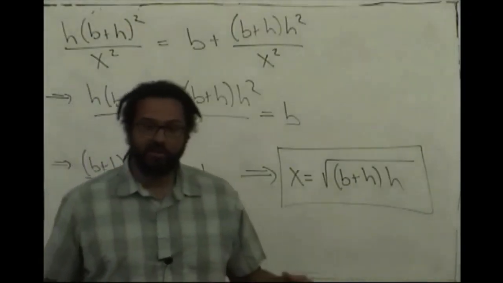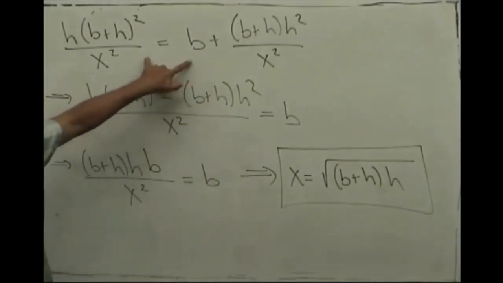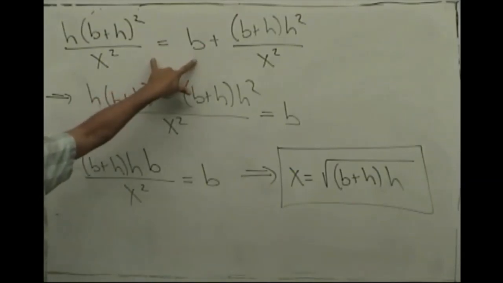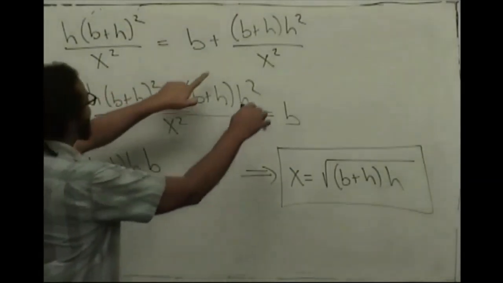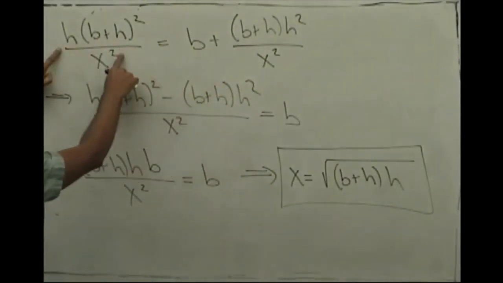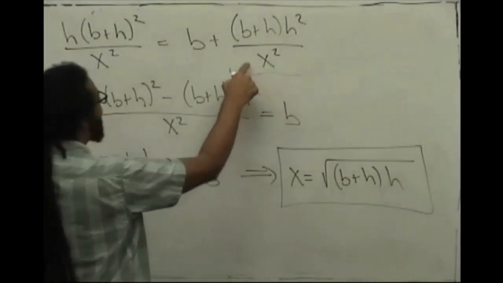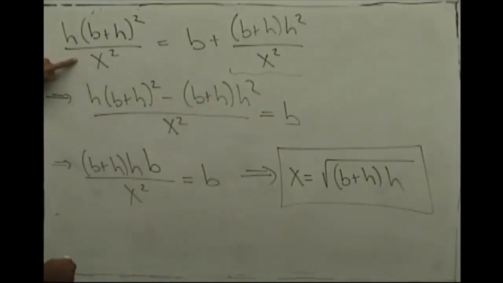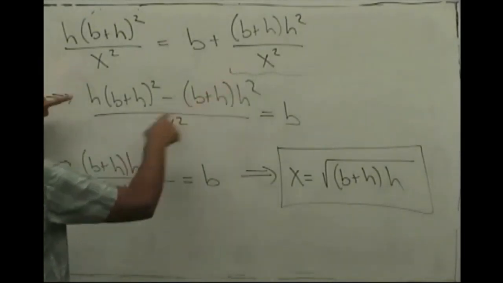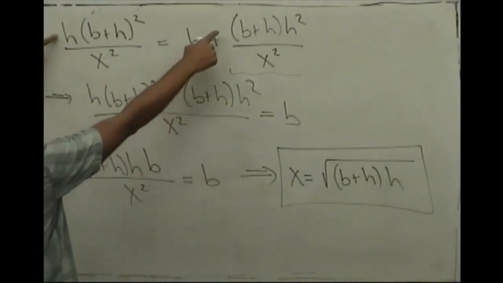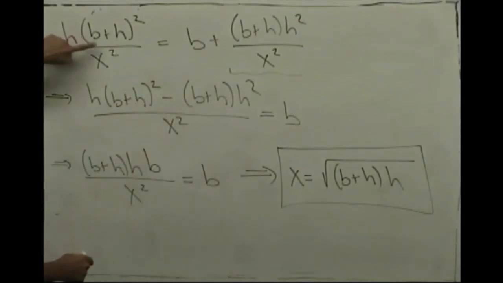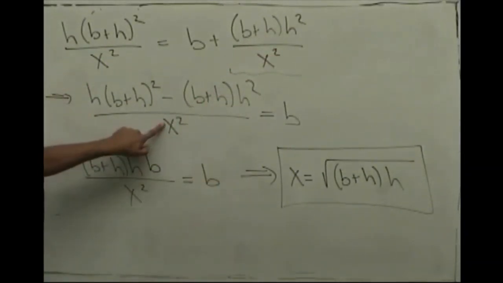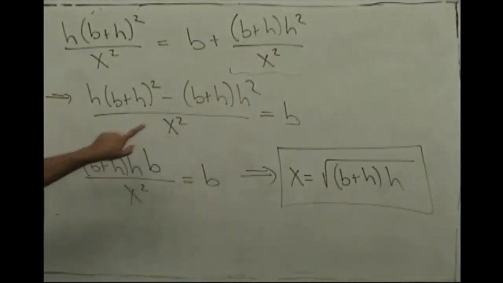All right, continuing on from the last slide, we canceled off some h's from both sides and we wound up here. Again, remember the goal is to solve for x. So let me take this fraction and subtract it from both sides. So I will take this fraction, right, whose denominator is x squared, and subtract over to the other side. And so now these denominators are the same, so I can write it as a single fraction and just subtract the numerators. So I get h times b plus h squared minus b plus h times h squared, all over x squared is equal to b. Again, trying to solve for x squared.